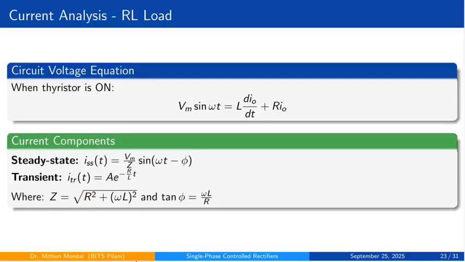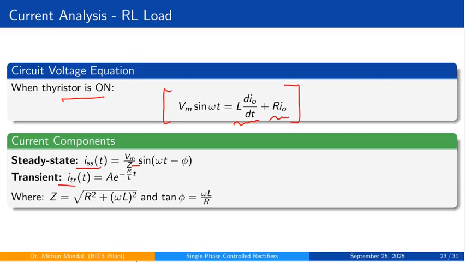If we do the mathematical analysis, when the thyristor is on, we can write the equation Vm sin omega t equals the voltage of the inductor, which is L di by dt, plus the voltage of the resistor, which is R into I naught. Under steady state conditions, the solution to this is Vm by Z sin of omega t minus phi, where Z is the total impedance because of the resistive inductive load.